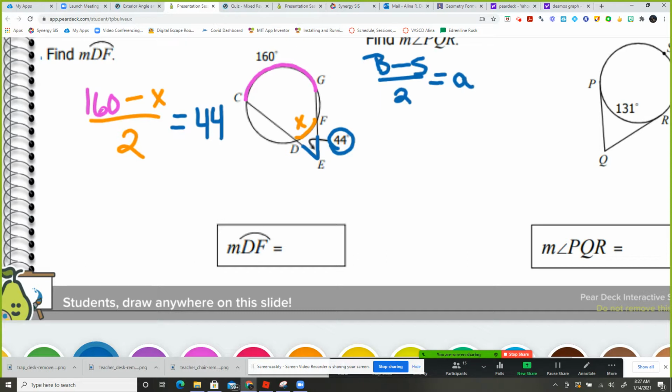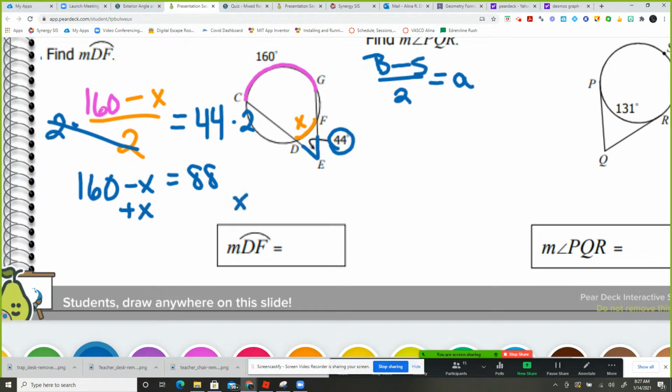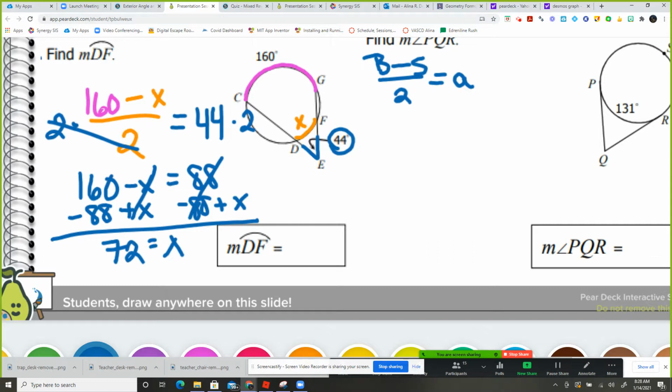So now we just have to solve that. I'm going to multiply by 2 to get rid of the divide by 2. So 160 minus x equals 88. And then because my x is negative, I'm going to add the x to both sides and subtract the 88. Again, you don't have to do it my way. You can do it your way as long as you get the right answer. x equals 160 minus 88, which is 72. So this orange arc right here is going to equal 72.